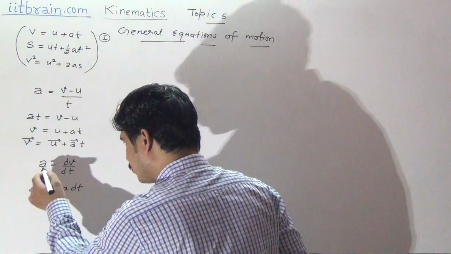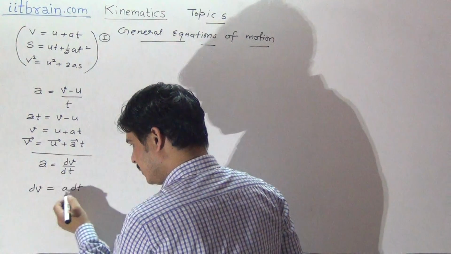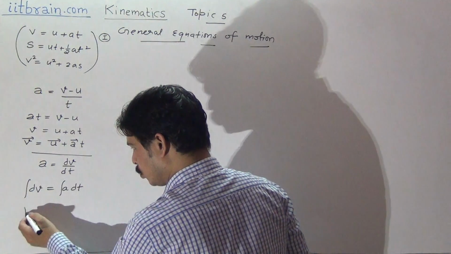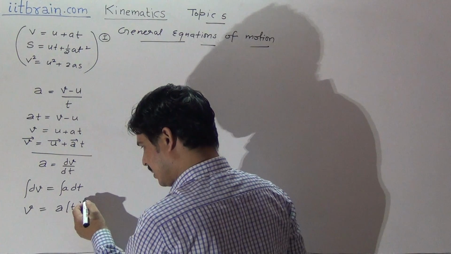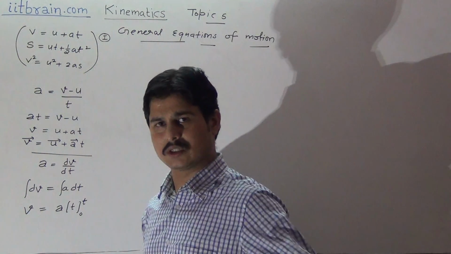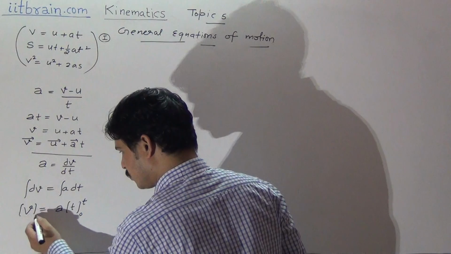So by calculus, a is dv by dt, dv is a dt. Now integrate on both the sides, you will get v is equal to a into t. Time taken by the particle is from 0 to t. 0 is the starting time and velocity changes from u to v.